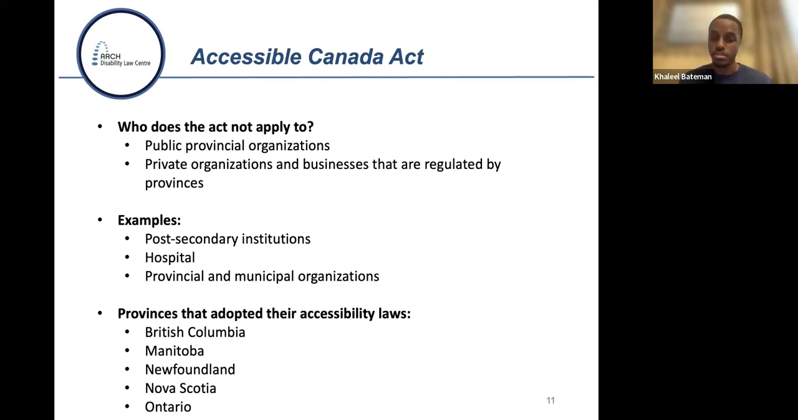Those provinces being British Columbia, Manitoba, Newfoundland, Nova Scotia, and here in Ontario, where we have the Accessibility for Ontarians with Disabilities Act, also known as the AODA.